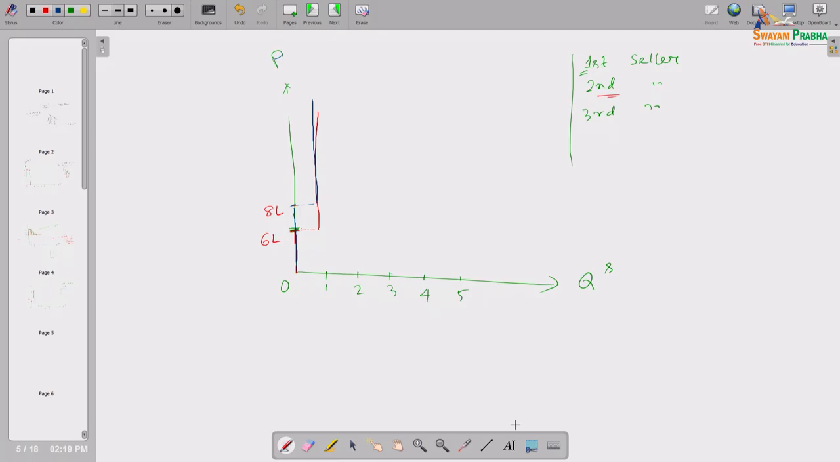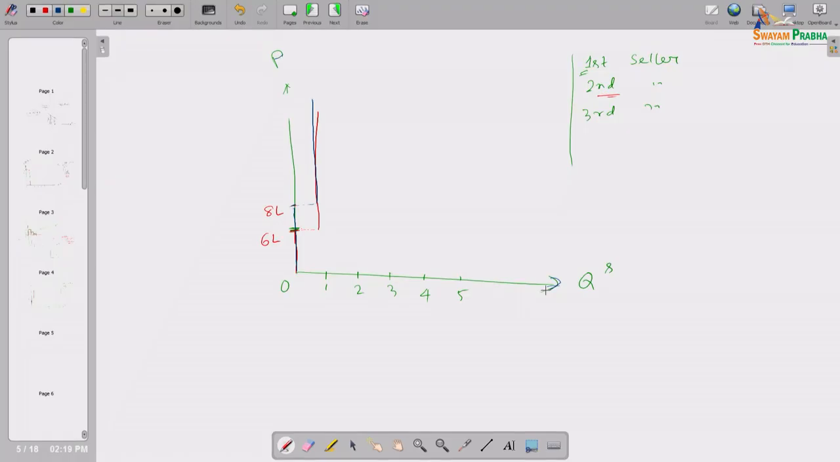In that way we get the different sellers' supply curves, and if you want to get the market supply curve, what do you have to do? Exactly the same way, we have to aggregate horizontally, because we are measuring quantity on the horizontal axis. If you aggregate that, the market supply curve will be this kind of thing. Say this is 6 lakh, then there is a gap until this is 1. Then suppose this is 8 lakh, there is again a gap, this is 2, then gap, this, then gap, this.